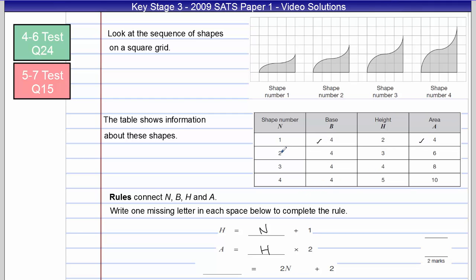If we take this one, times it by 2, that's 4, and then add 2, we get 6, which means it's got to be this one here, because it doesn't work for the base. So we can say the area is 2 lots of n plus 2.